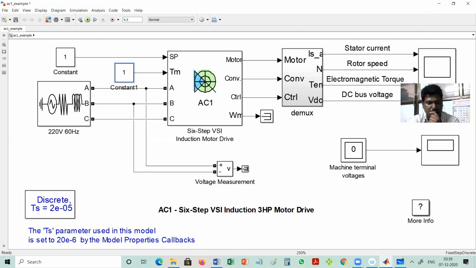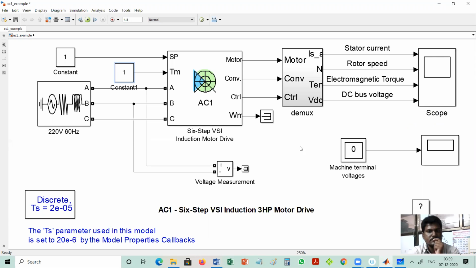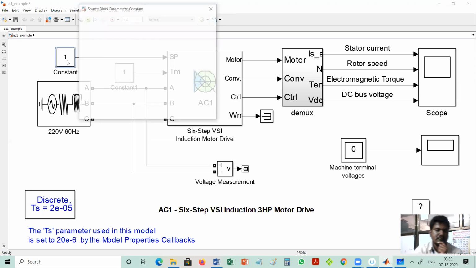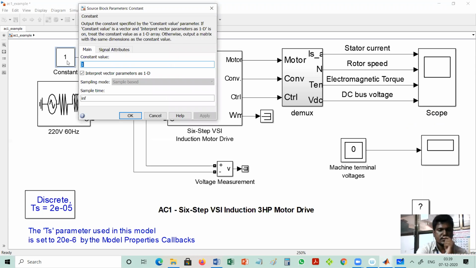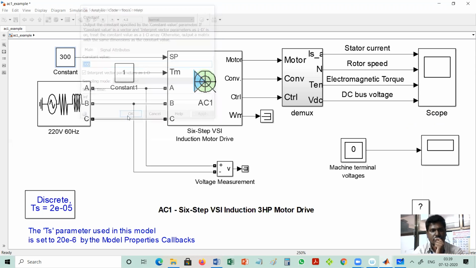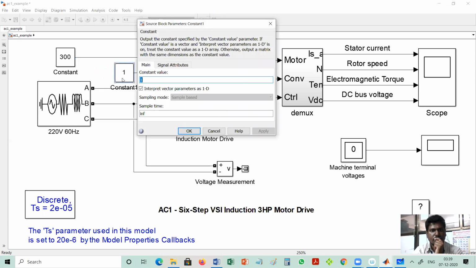I just magnified the model. So this first constant is connected to SP. SP means what? Set speed or speed command. For the first reading, I will give speed equal to 300, and load torque I have to maintain constant throughout. First reading equal to 10.